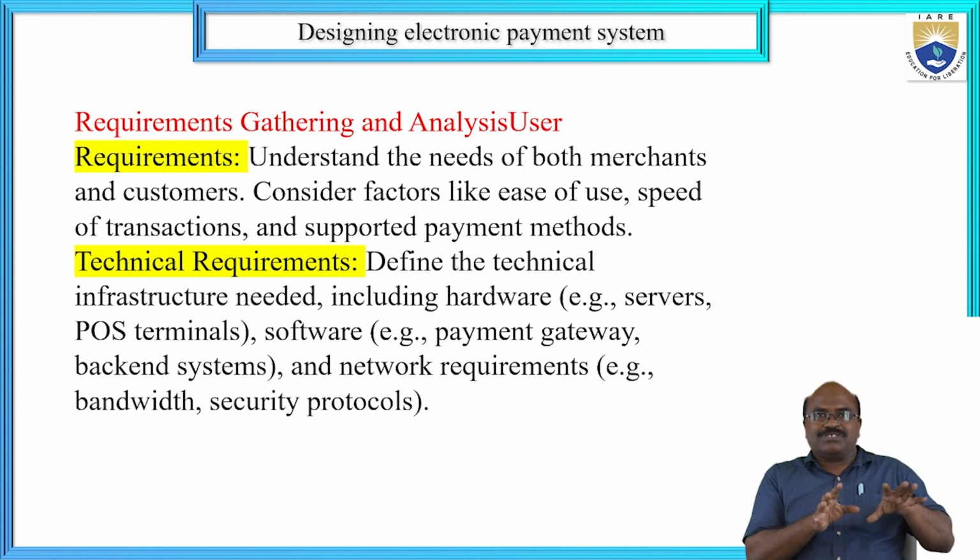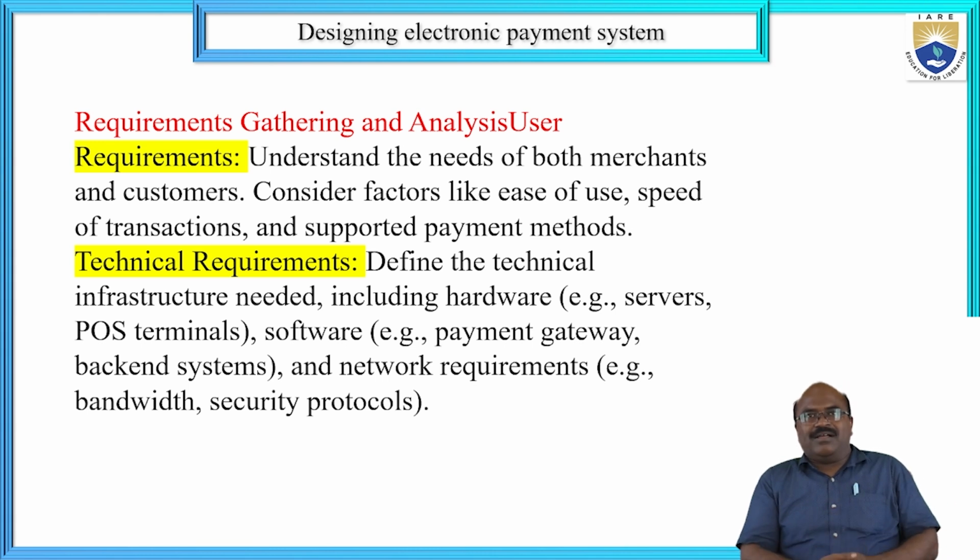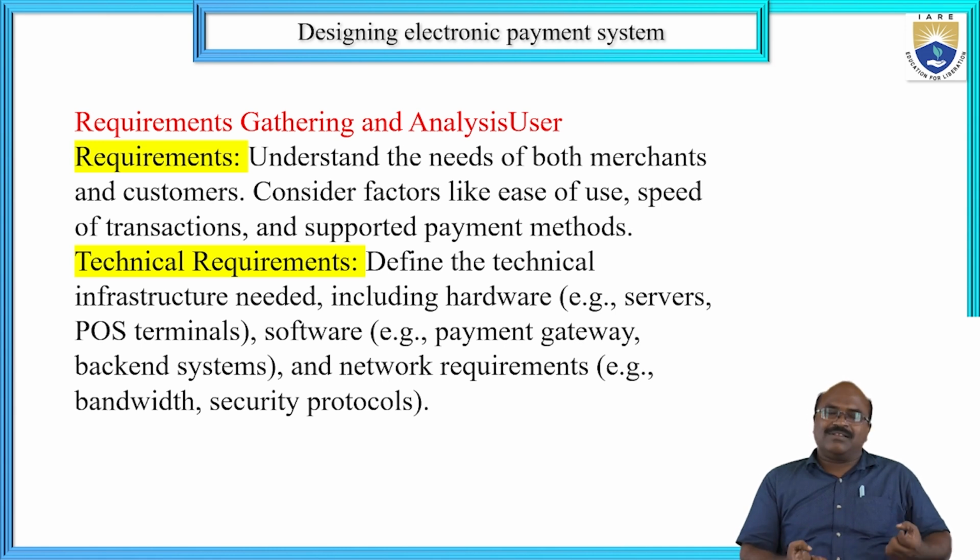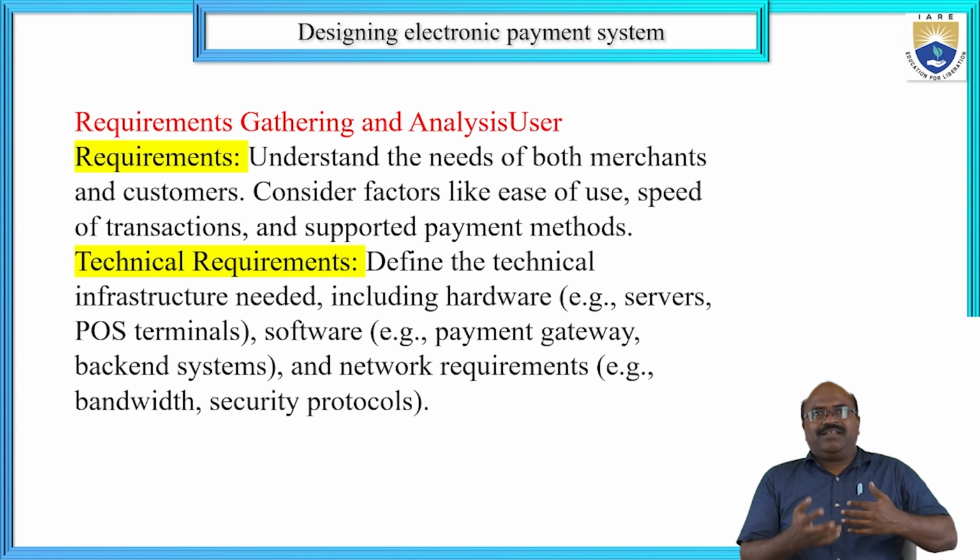back-end systems. After completion of the transactions, the back-end data and transaction history are also required, and network requirements also, which depend upon the bandwidth, and setting up security protocols and different types of layers, like SMTP, the Simple Mail Transfer Protocol. Different types of protocols are used. Finally, encryption and decryption techniques are also required as part of the technical requirement.